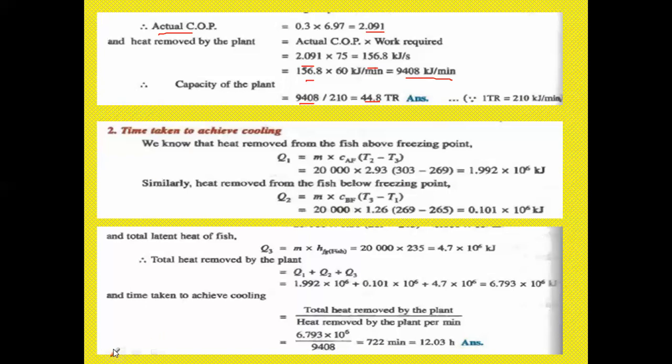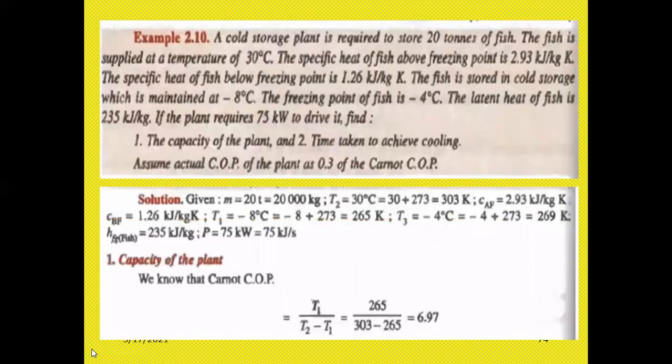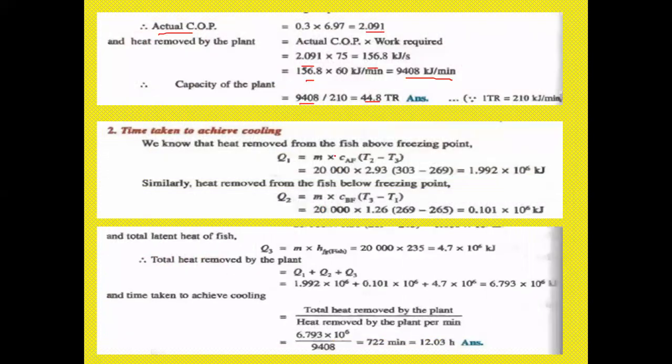Now what is the second thing? It is given: time taken to achieve the cooling. Assume the actual COP of the plant is 0.3. In this question, the actual COP is 0.3 of the Carnot COP. So here in the problem, actual COP is equal to 0.3 of the Carnot cycle COP.